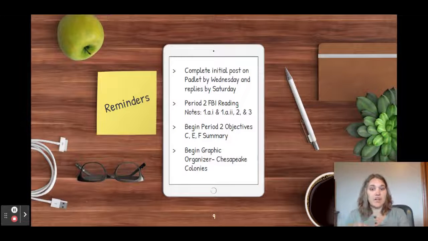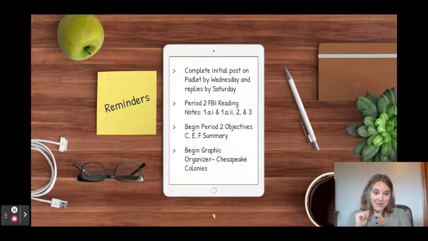So final reminders here. Complete your initial post on Padlet by Wednesday and your replies by Saturday. Get a start on your period 2 FBI notes. Begin those objectives and begin the graphic organizer.